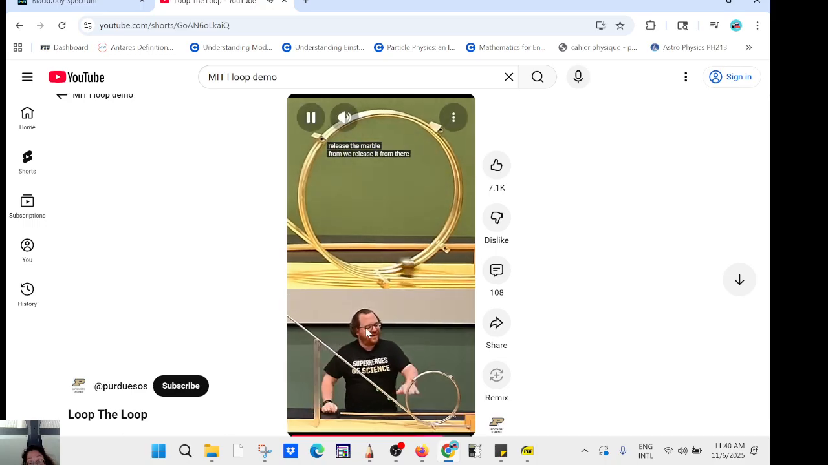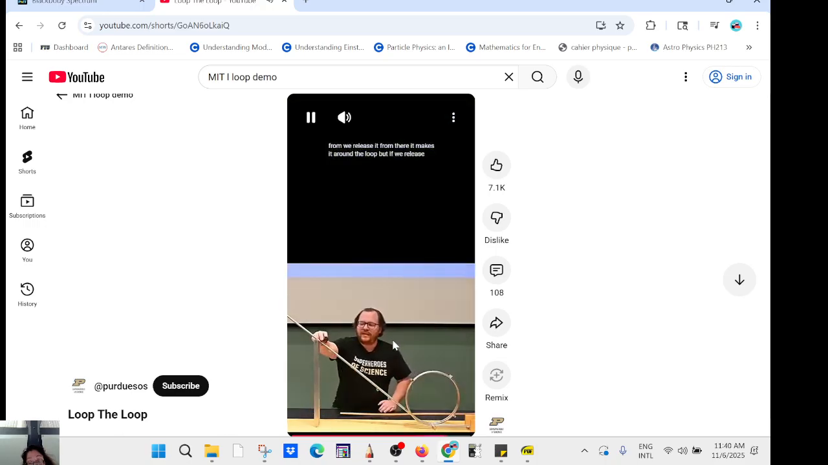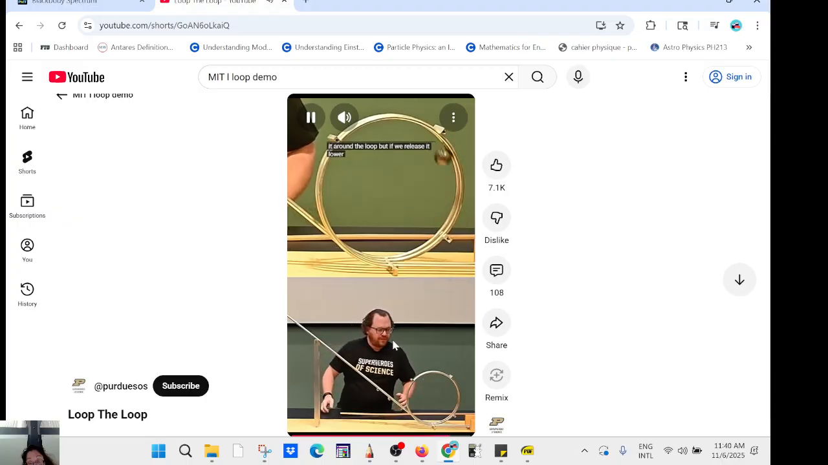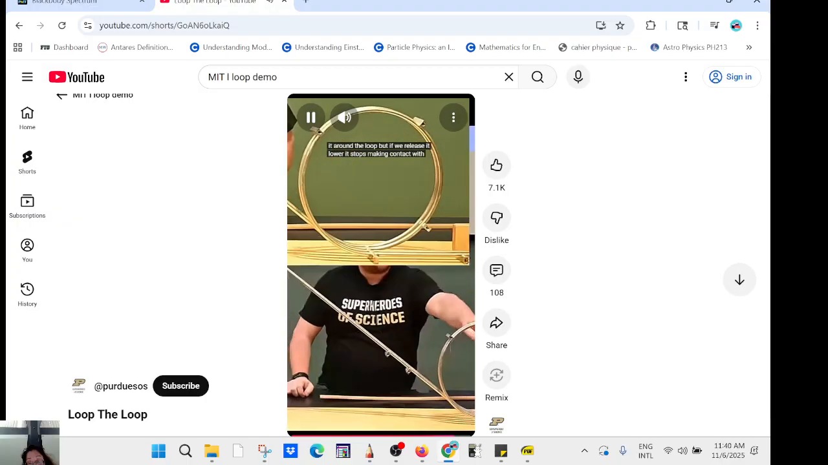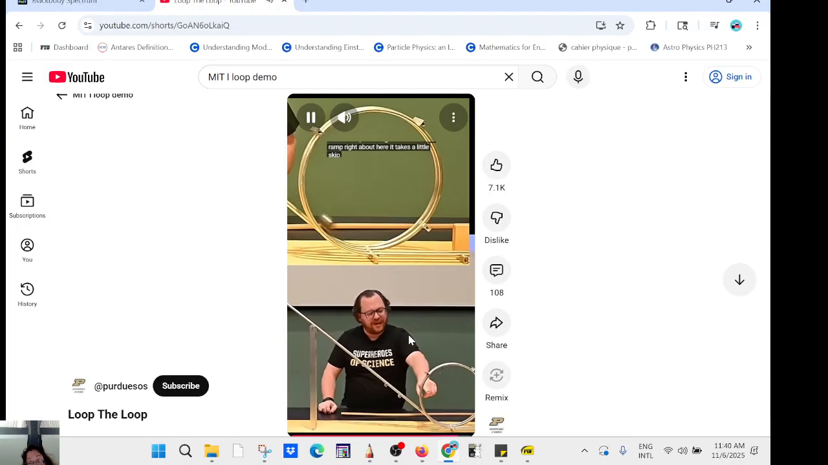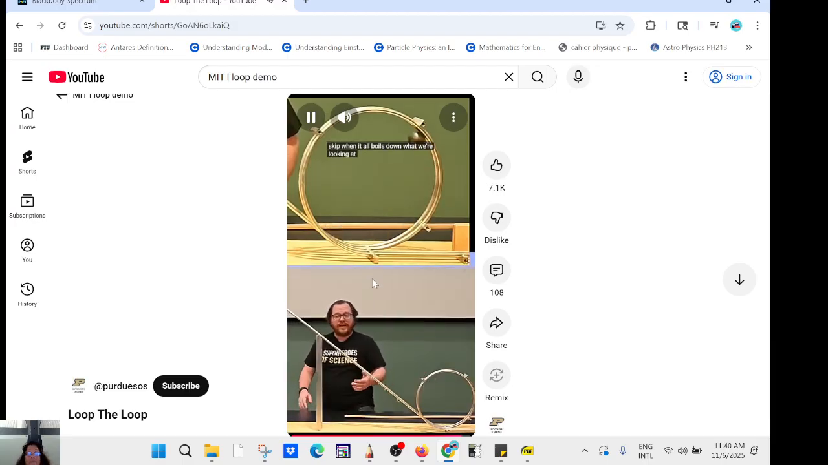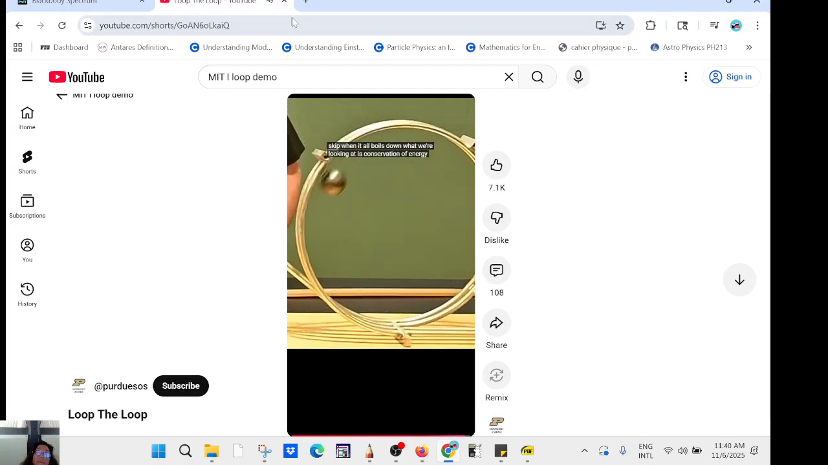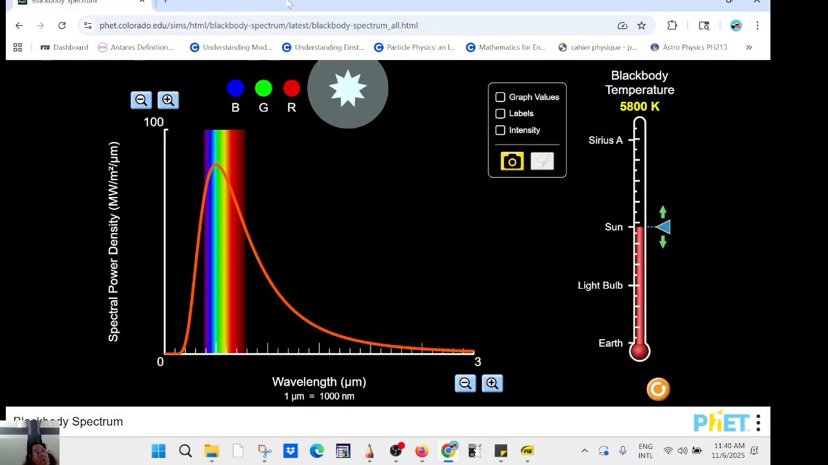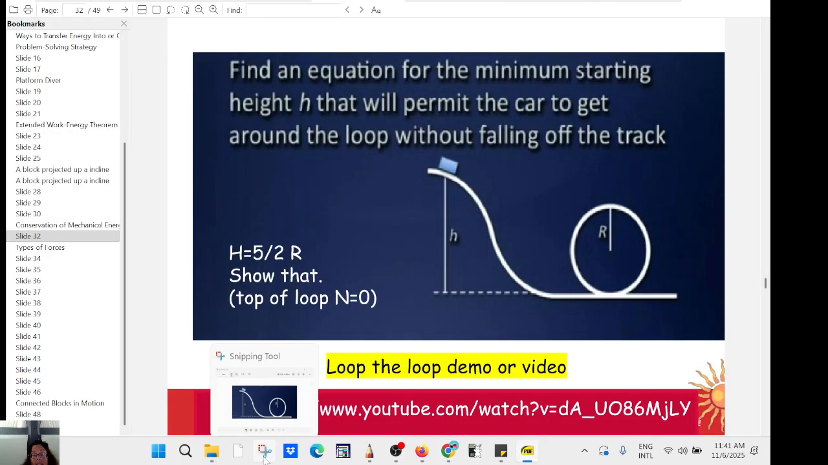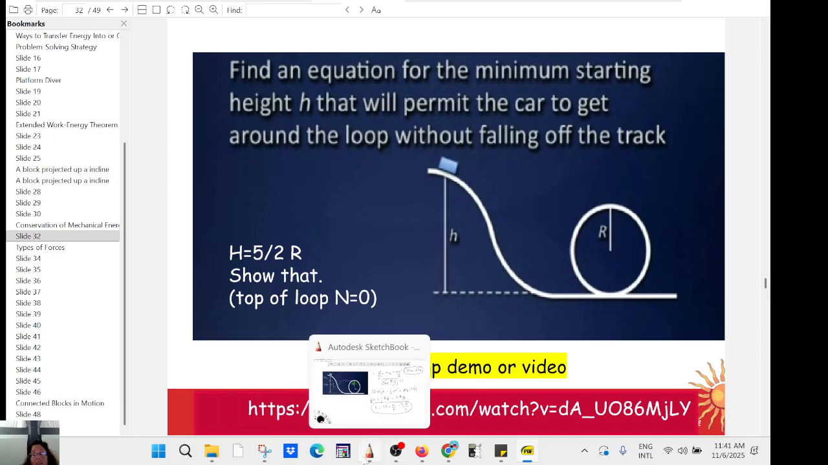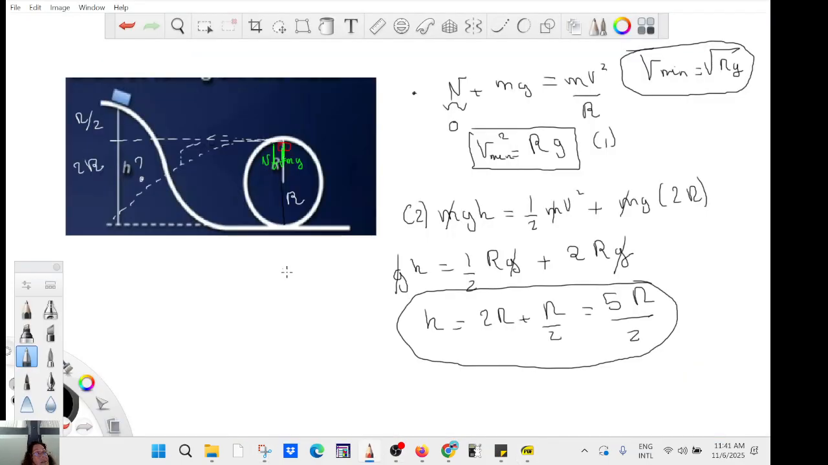When we release it from there, it makes it around the loop. But if we release it, it stops making contact with the ramp here. It takes a little skip. When it all boils down, what we're looking at is conservation of energy. That's a different approach, but it comes to the same thing. It takes into account rotational energy, but it's the same thing.